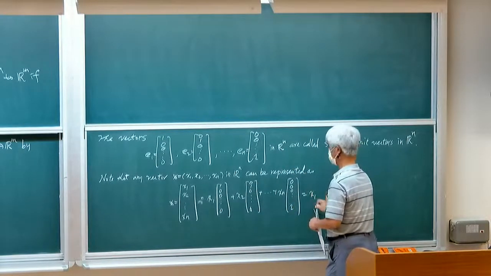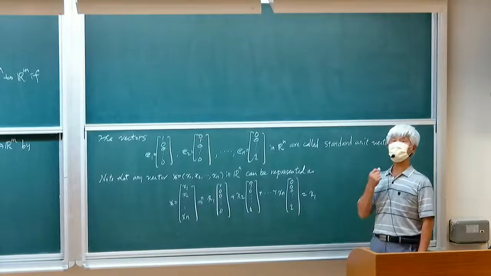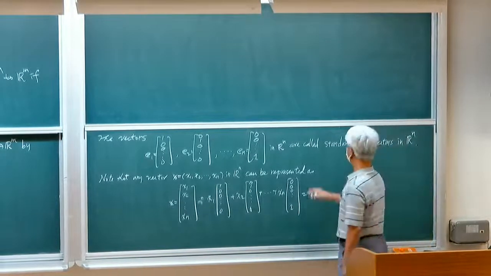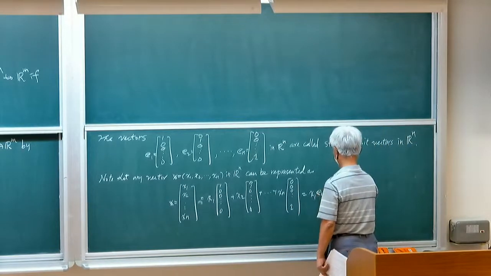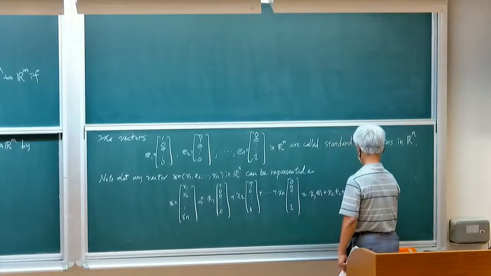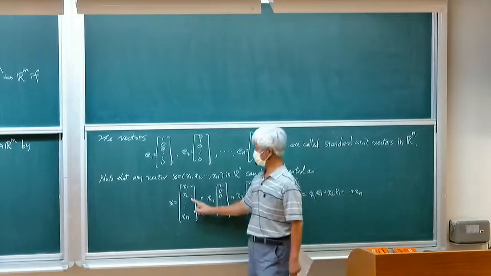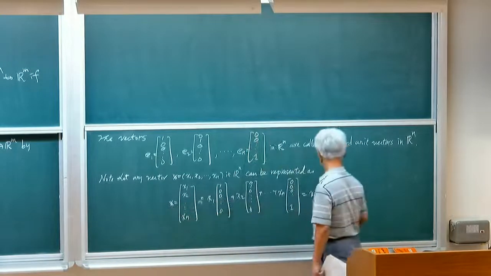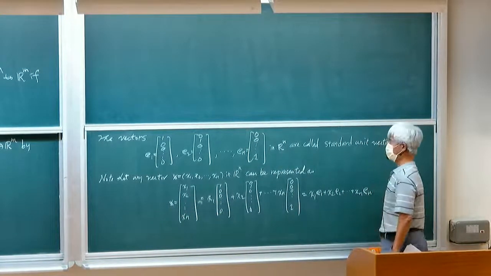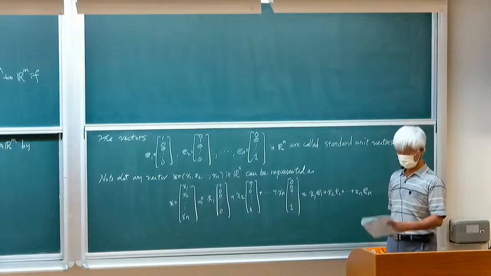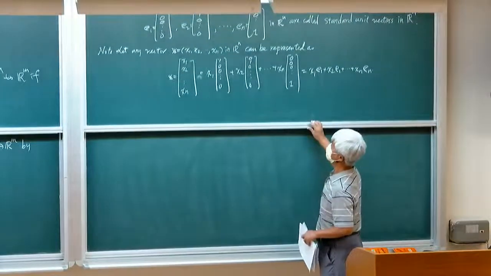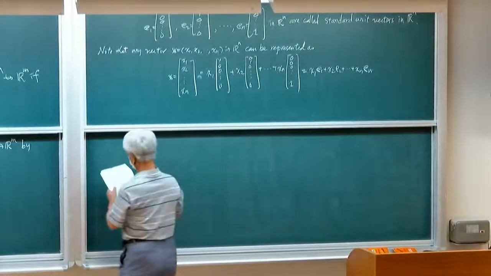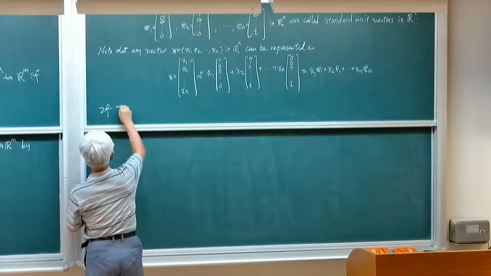All right, so x can be written as a linear combination of the standard unit vectors, and the coefficients are just the components of the vector x. Okay, so you can see that we have this one.